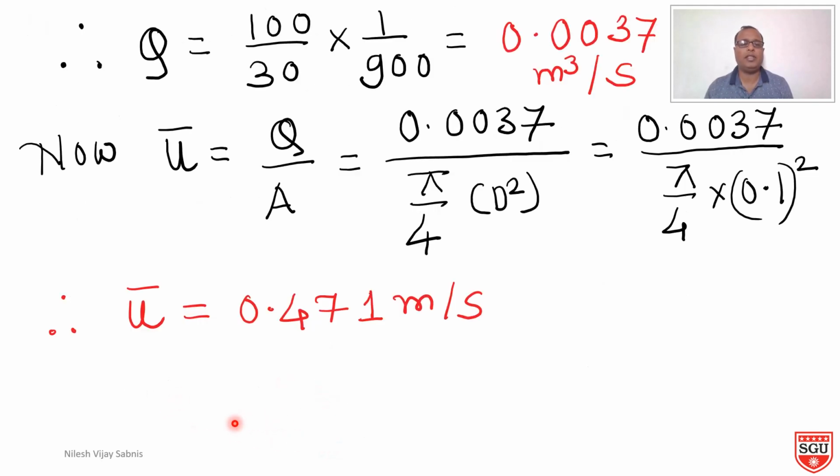By simplifying this equation, we will get Q is equal to 100 divided by 30 multiplied by 1 divided by 900, which is nothing but 0.0037 meter cube per second. Now, average velocity can be found. Q divided by A, which is Q divided by pi by 4 d square. Diameter is 0.1. So putting all the values and calculating, U bar is equal to 0.471 meter per second. This is the average velocity and our first answer.